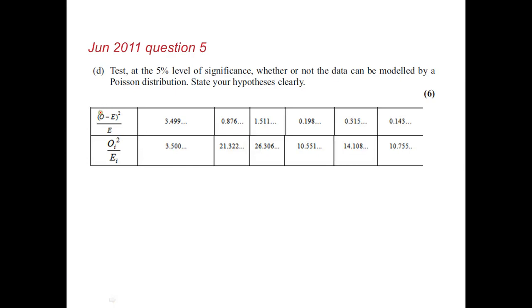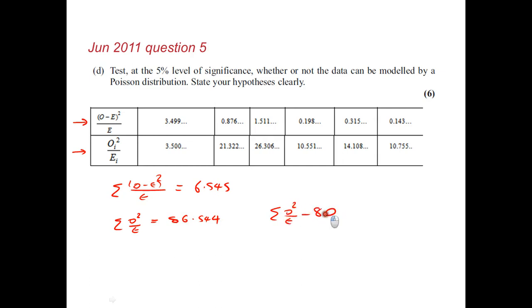And we, again, can do this in one of 2 ways. You can either work out O minus E squared over E, or you can work out O squared over E. Both are perfectly acceptable. And again, if you sum your O minus E squared over E, that will give you a value of 6.545. If you work out your sum of O squared on E, that will give you 86.545. So for your test statistic, you need to remember it's O squared on E minus your grand total. So your test statistic, irrespective of which method you're doing, is going to be 6.545.